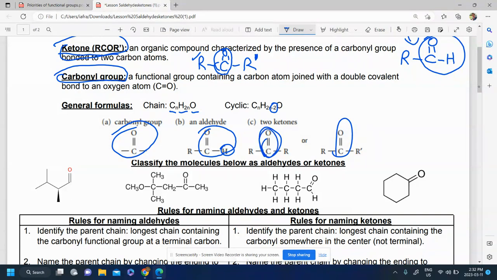So here's the carbonyl group. Here's the carbon chain on the left. Here's the carbon chain on the right. Same thing over here. Same thing over here. But this prime again indicates a different carbon chain length than the one on the left.